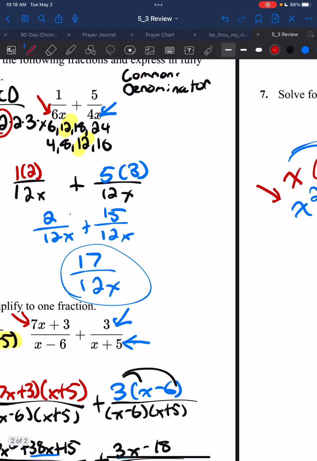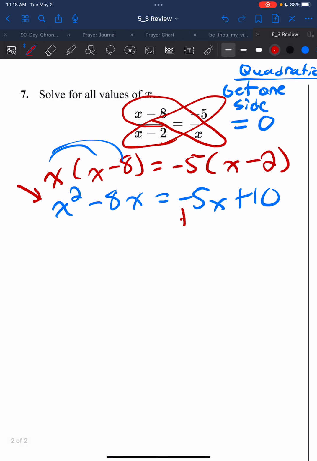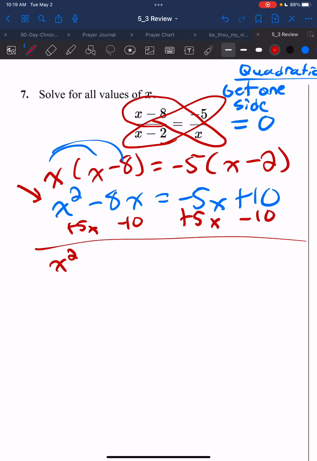So I'm going to take care of everything on this side. So I'm going to add 5x on both sides. I'm going to minus 10 on both sides. That gives me x squared minus 3x minus 10 equals 0.